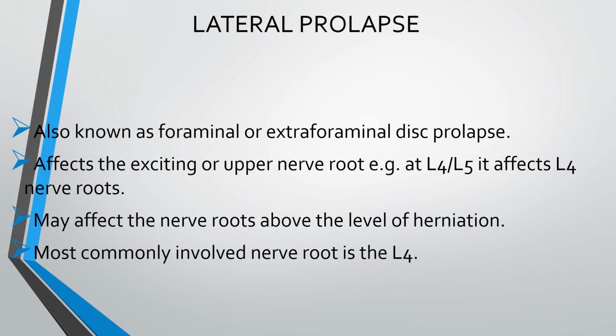It may affect the nerve roots above the level of herniation. Most commonly involved nerve root is the L4. As we said, a lumbar disc herniation mostly occurs within the L4, L5 or the L5S1 region. So in the lateral one, it affects the L4 mostly. The most common type of the lumbar disc herniation is the posterolateral.